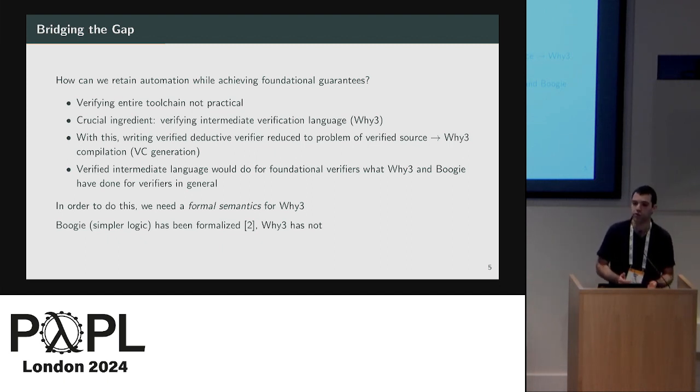But in order to do this, we need a formal semantics for Why3, which before our work did not exist, in full generality. And so with our work, we give such a formal semantics in Coq, and then we're going to show that it can be useful in developing a future verified version of Why3. I'll note that Boogie, which is a simpler logic that doesn't have a lot of the recursive structures that we're going to see in a moment, has been formalized, but until our work, Why3 had not.